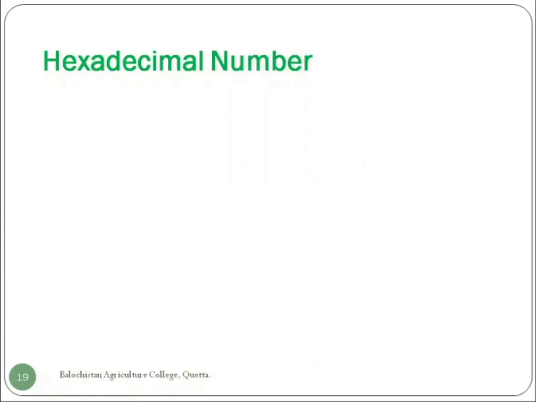In previous parts of the lecture, we have covered decimal numbers, binary numbers, and octal numbers. We have also seen how a decimal number can be converted to a binary number and an octal number. In today's video, we will cover our last outline, which is the hexadecimal number.